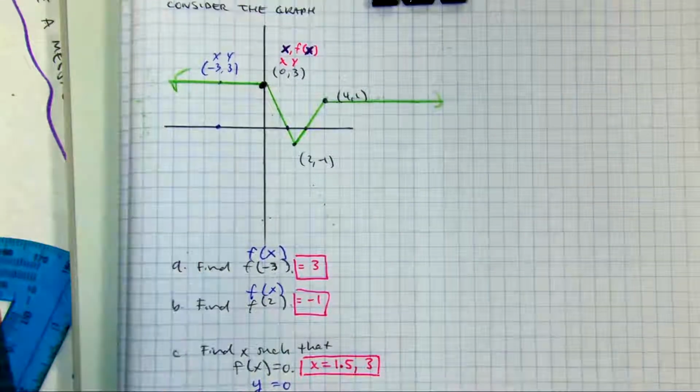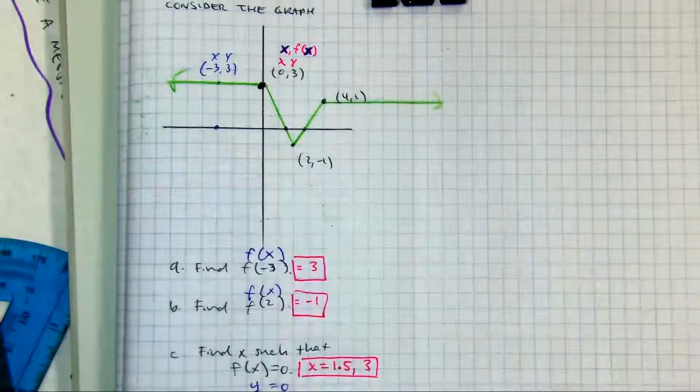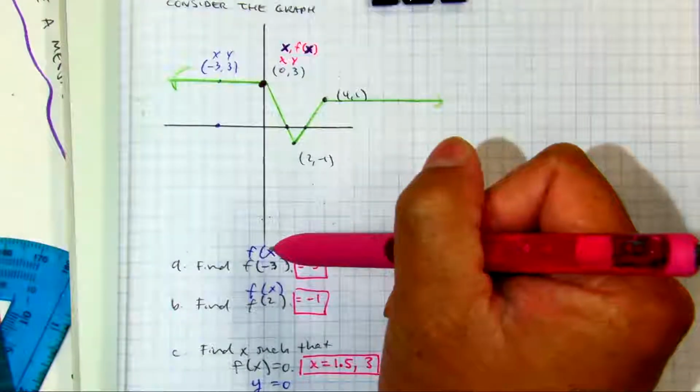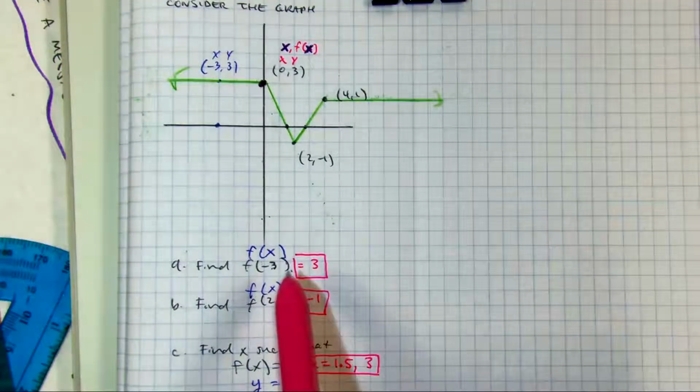So the big idea here is that we're just using function notation to evaluate on our graph. You can go backwards between either finding an x value or finding the f of x value.